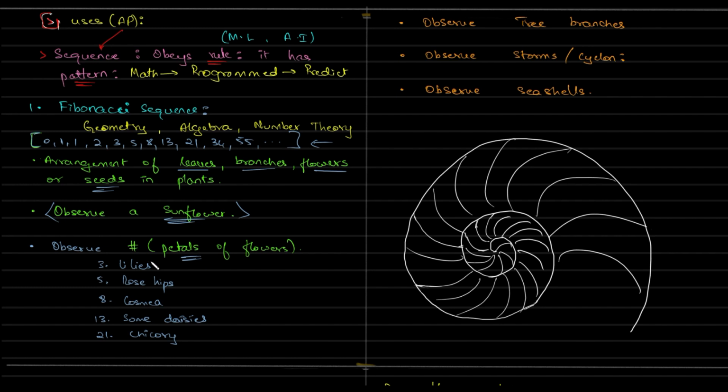Then web search all these flowers. If you count the petals in them, it will be in the sequence of 3, 5, 8, 13, and 21. You can observe a storm and a cyclone, which have this particular structure obeying this particular sequence. Seashells and storms have a similar structure.